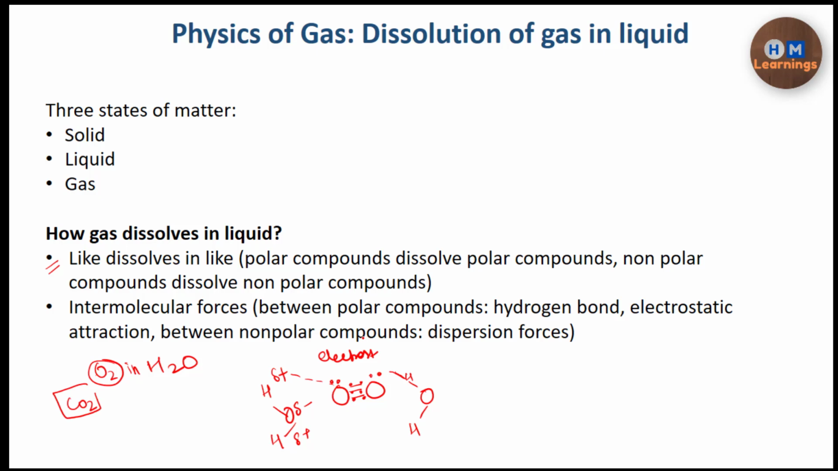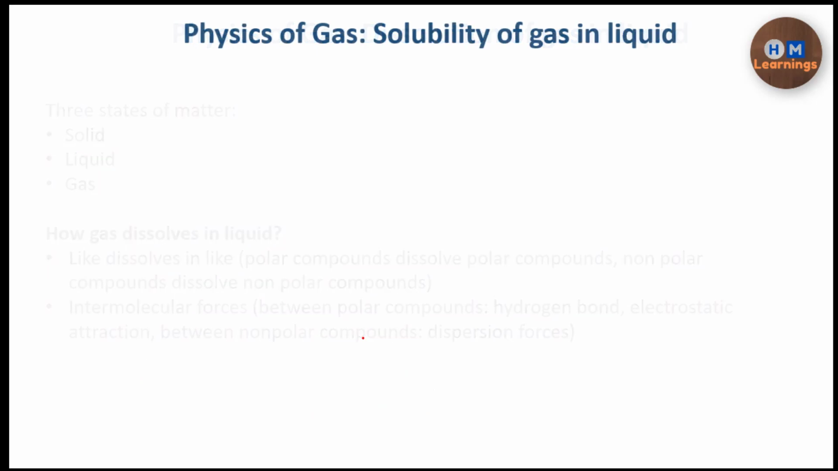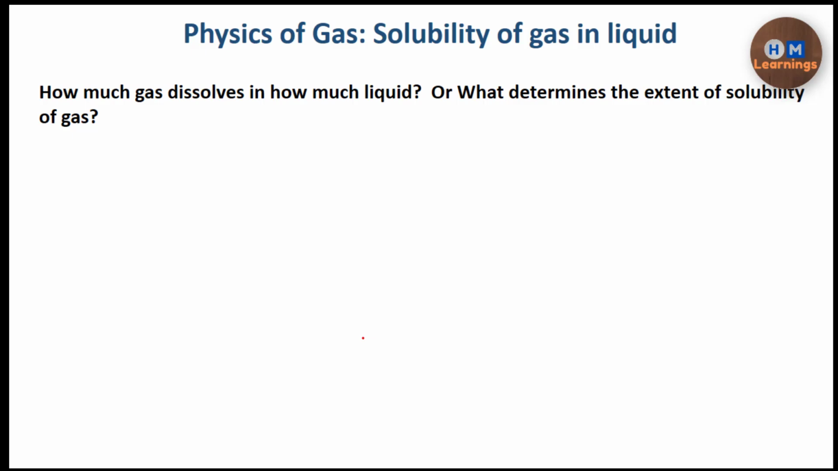Okay, so till now we have understood how the gas dissolves in liquid and what happens to the state of the gas when it dissolves in liquid. Next is what is solubility. Okay, now what determines the amount of the oxygen which will be dissolved in the liquid? What are the factors which are affecting the solubility of the gas?